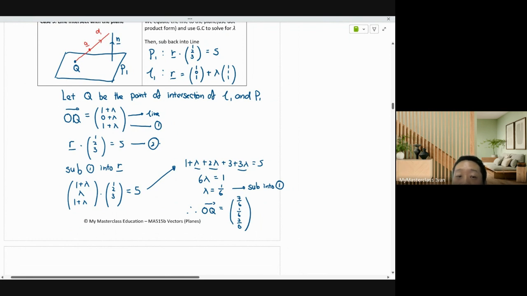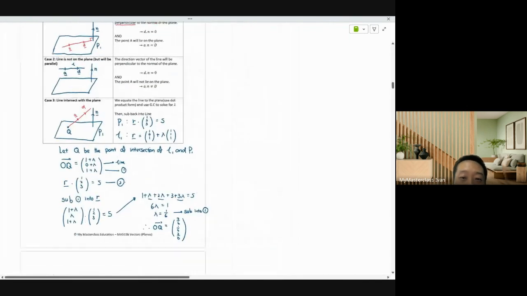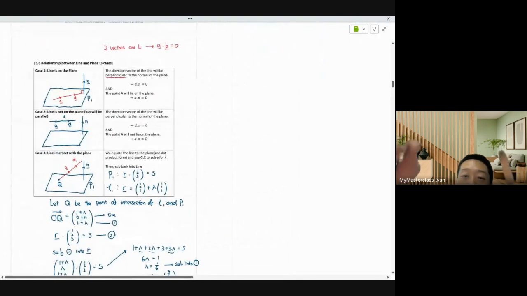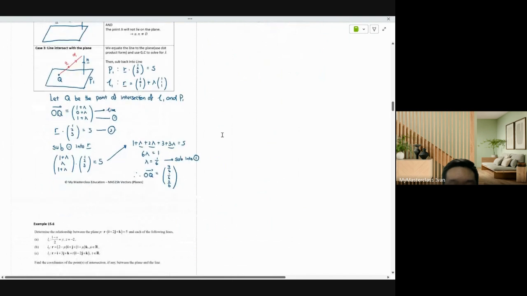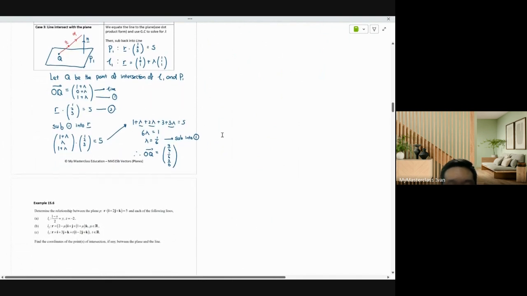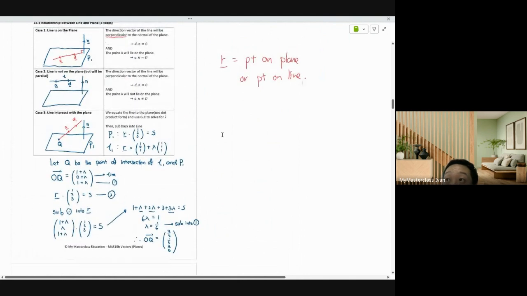So this is how we find the point of intersection. You all keep asking me what R is. R means XYZ. XYZ actually means a point that is either on the line or on the plane. If you feel that is better, remember to write down somewhere: R equals a point on the plane or a point on the line, either plane or line.